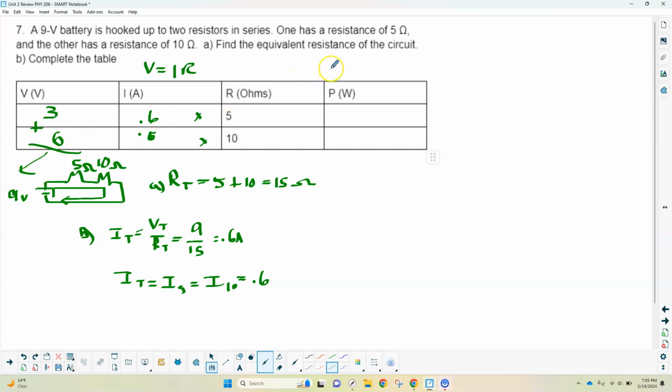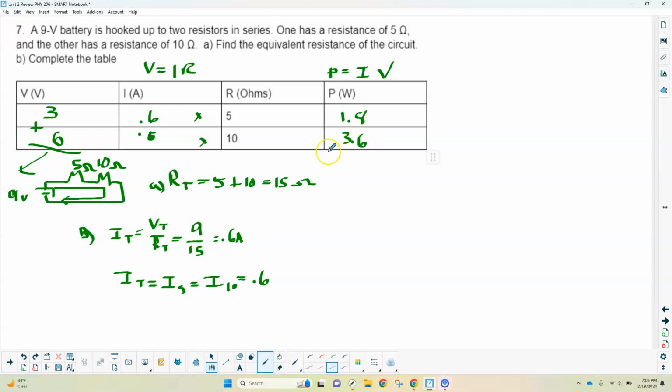For the power equation, power is equal to I times V. So I just have to multiply these two numbers. So 3 times 0.6 is 1.8. And then 6 times 0.6 is, I'm sorry, yeah, 6 times 0.6, I have a typo. I apologize. I'm fixing it now. So 6 times 0.6 is 3.6.